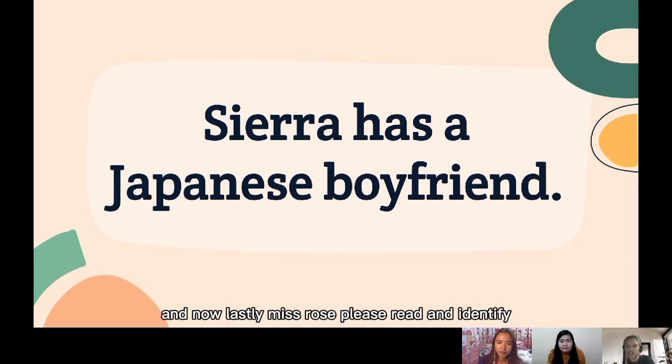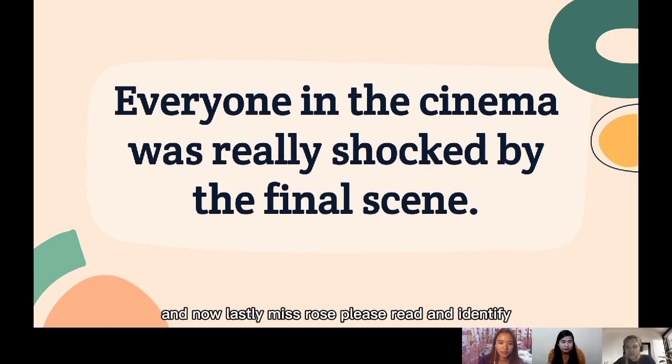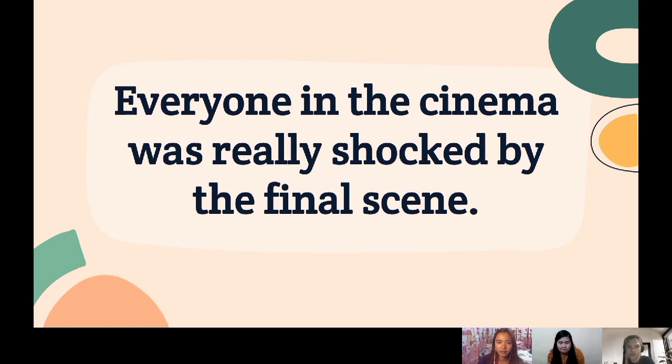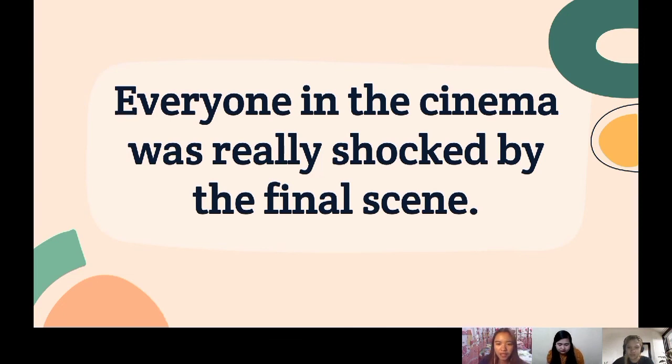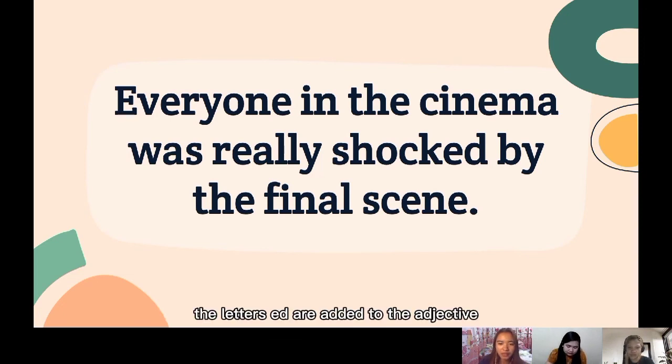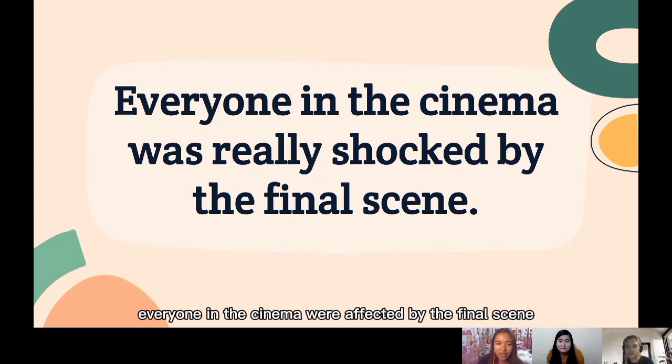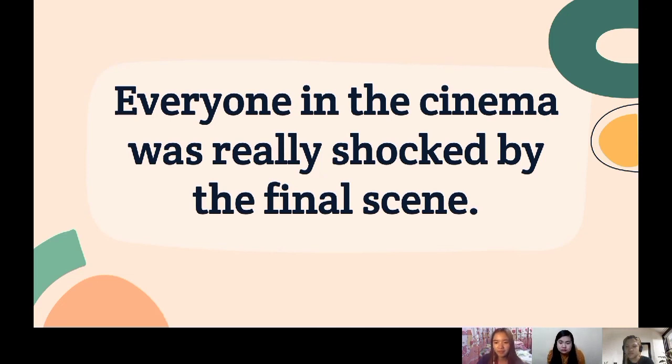And now lastly, Miss Rose, please read and identify. Everyone in the cinema was really shocked by the final scene. So the adjective here is the word shocked, and the letters ed are added to the adjective. So this adjective explains how everyone in the cinema was affected by the final scene.